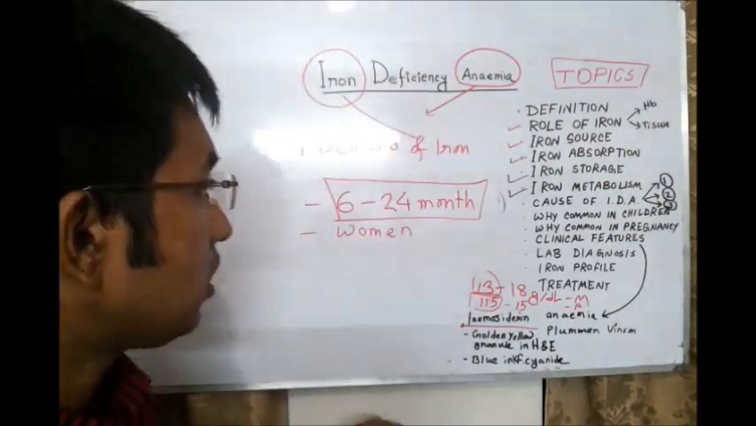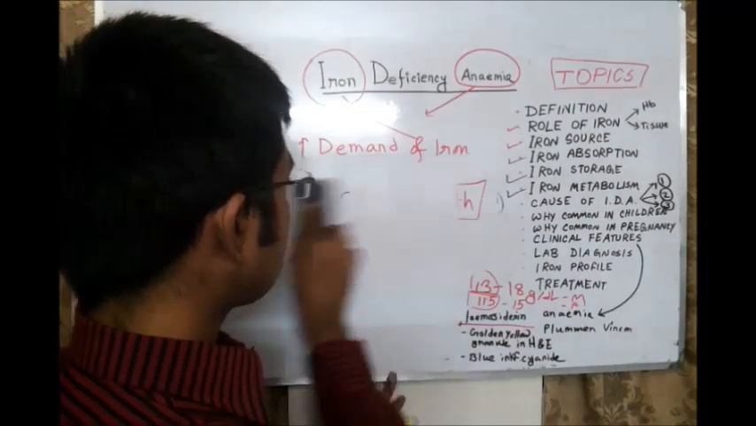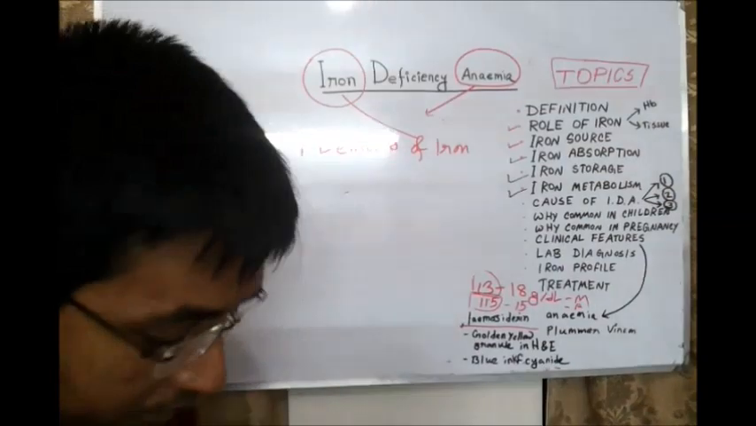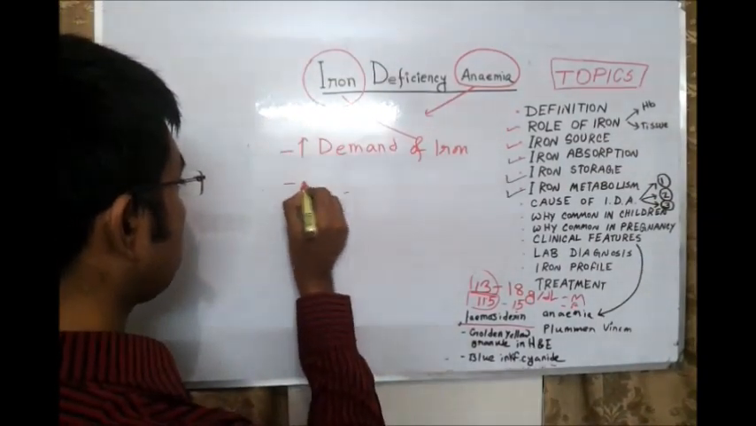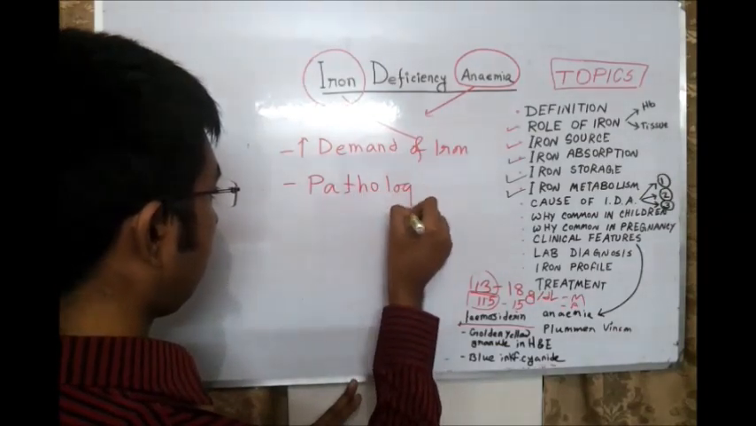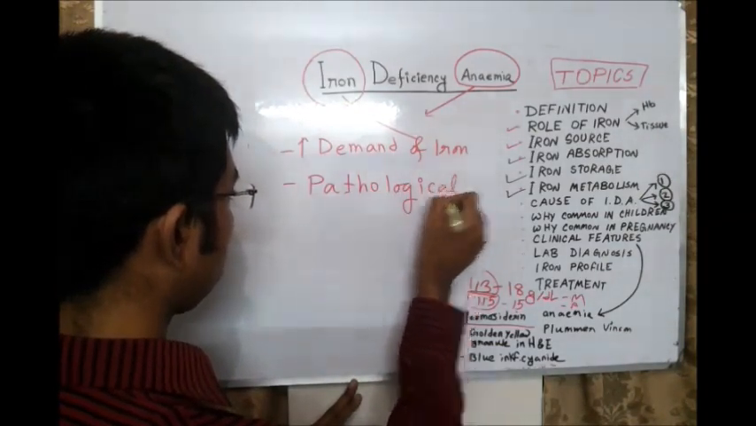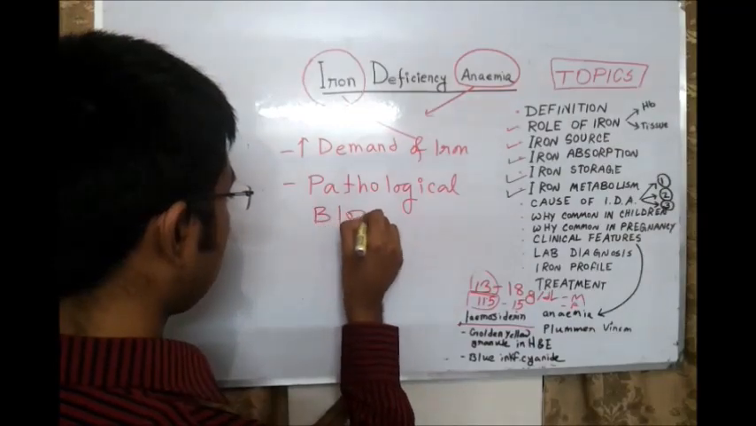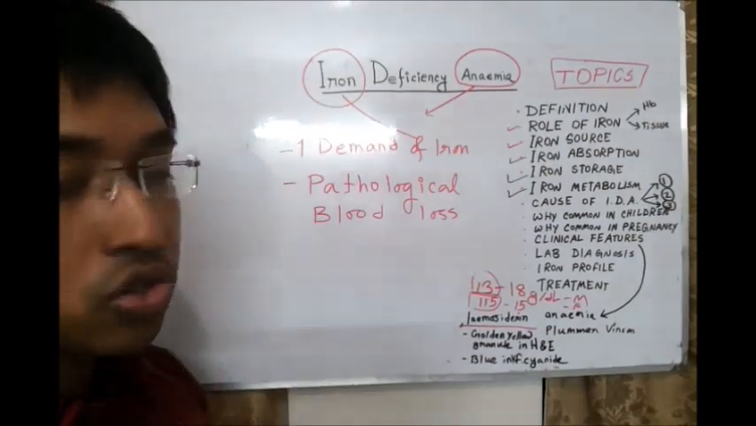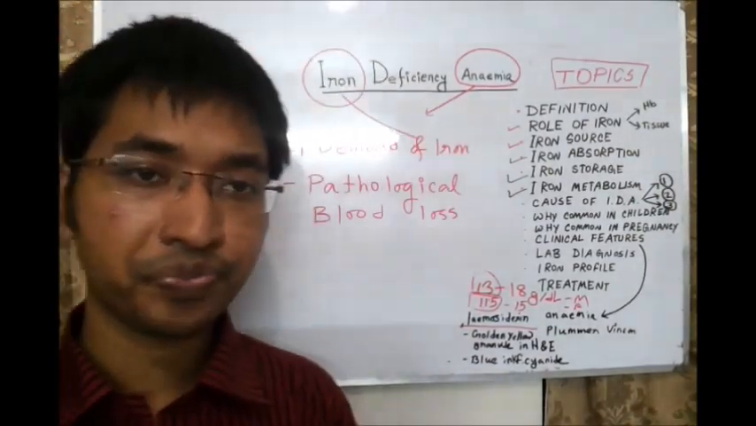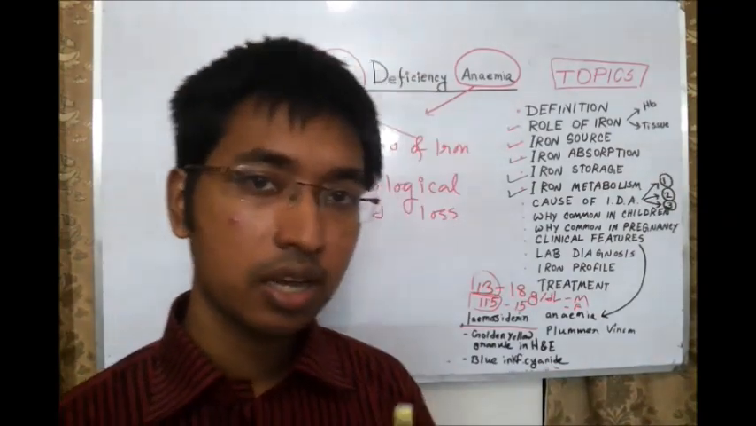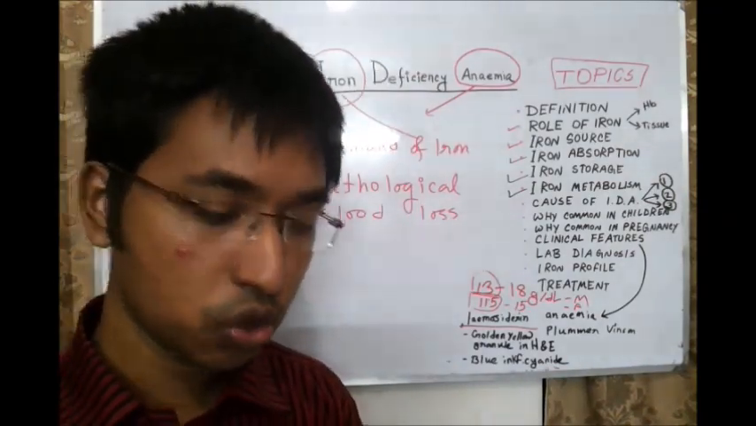Okay, now the second cause of iron deficiency anemia is pathological blood loss. Okay, this is important. So the second point is pathological blood loss. Now, can you tell me some causes of pathological blood loss? Well, there are a lot of causes of pathological blood loss. Let's begin with the common ones.